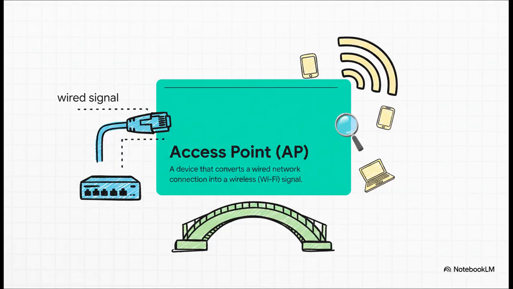The easiest way to think about an AP is that it's a bridge. It plugs right into our wired network switch, and its whole job is to translate that wired signal into a wireless Wi-Fi signal that all our laptops and phones can understand and connect to.